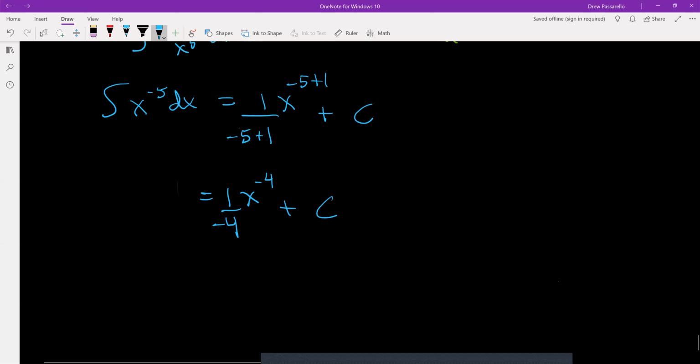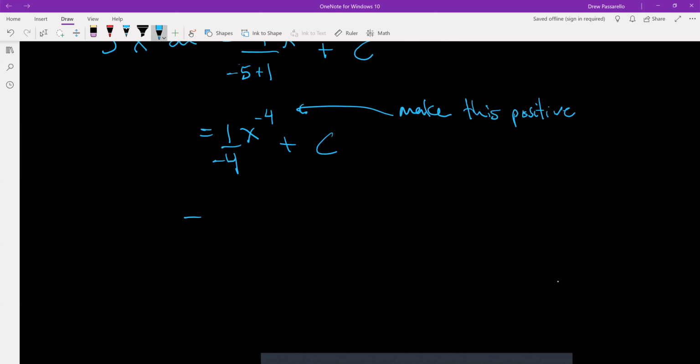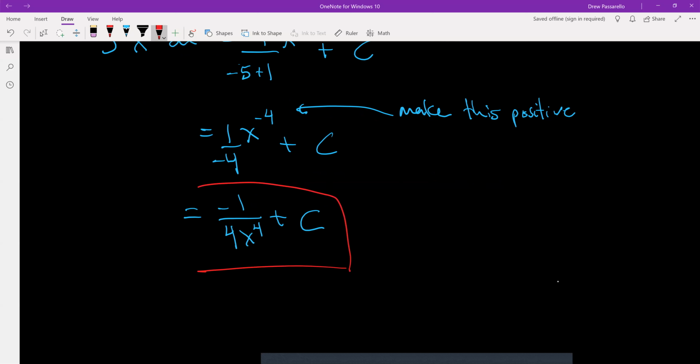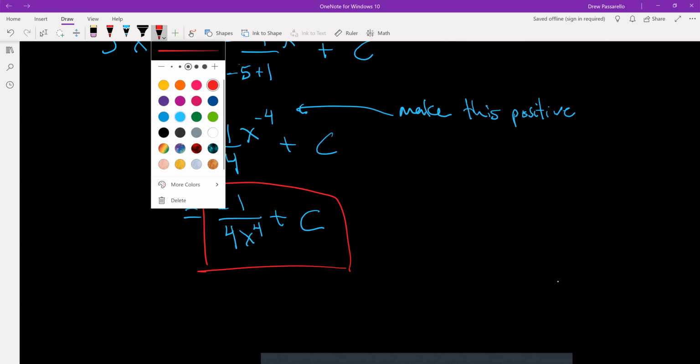And then the last thing is make the negative exponent positive. So that just brings the x into the denominator. So we have negative 1 over 4x to the positive 4, and then plus c. Okay, so that's how we do that one.